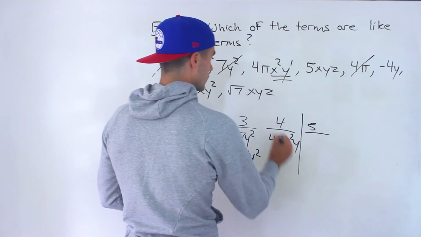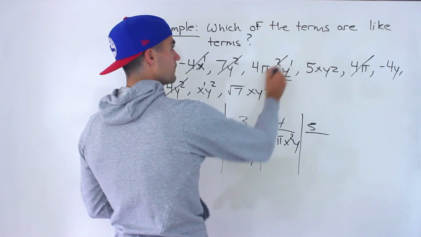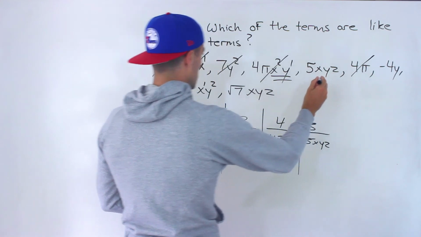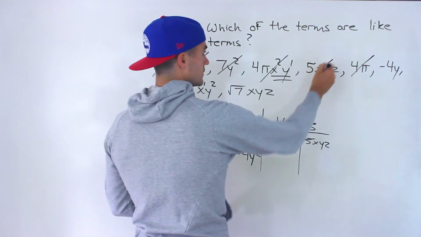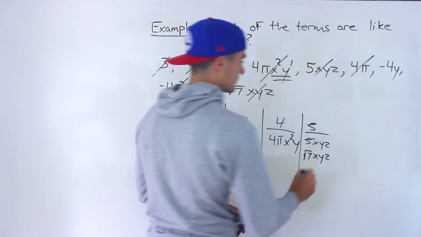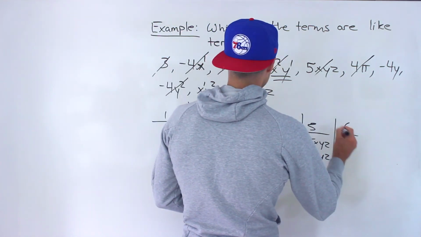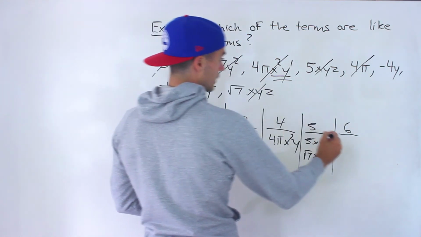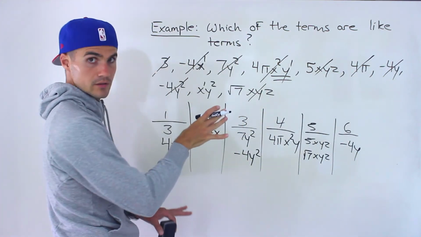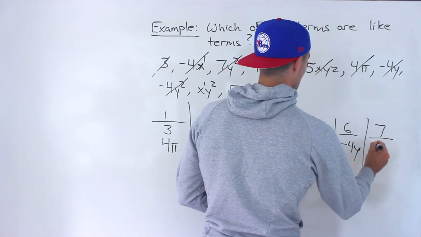Number 5, the fifth group, let me split these up. 5xyz. So 5xyz, notice we have another xyz here. So those are like terms. The root 7, that's just the leading coefficient in front. And then the next one, the 6th group, would be the negative 4y, just by itself. There's no other y by itself here in these terms. And then the 7th group would be the xy squared.